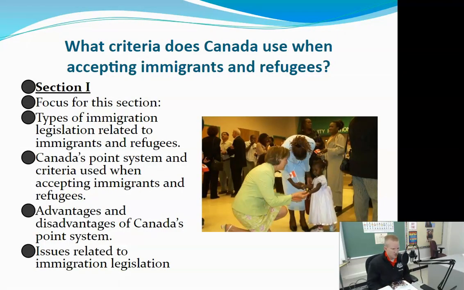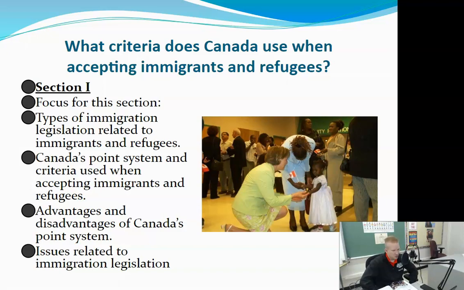So what sort of criteria we're going to look through here is what criteria does Canada use when accepting immigrants and refugees? So in this chapter, we're going to talk about different types of legislation related to immigration and refugees. The big one here is Canada's point system and criteria used when accepting immigrants and refugees.